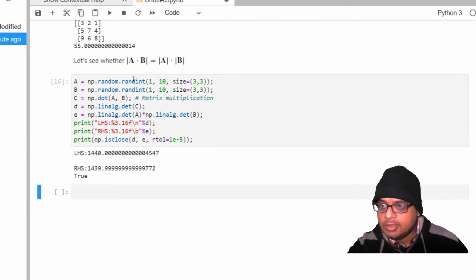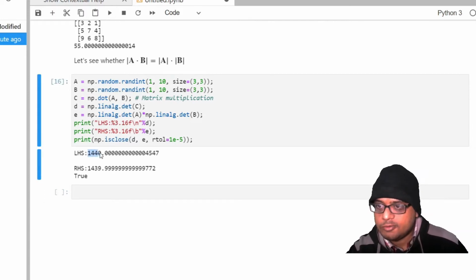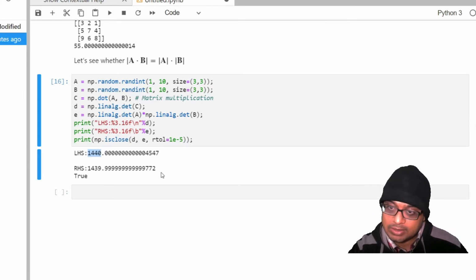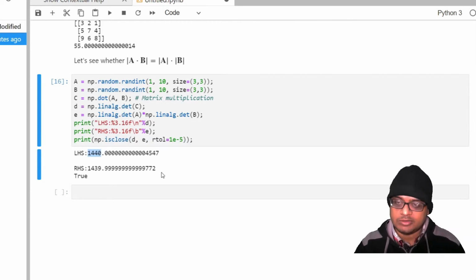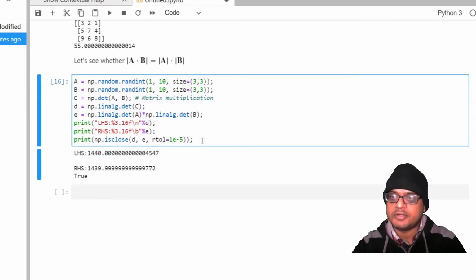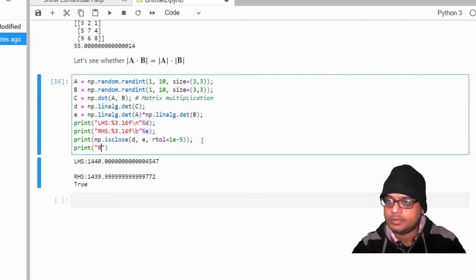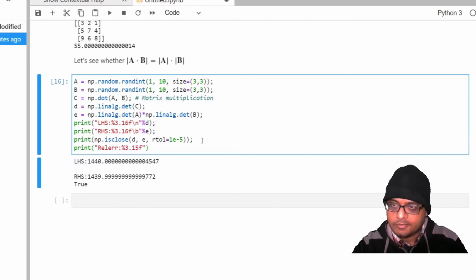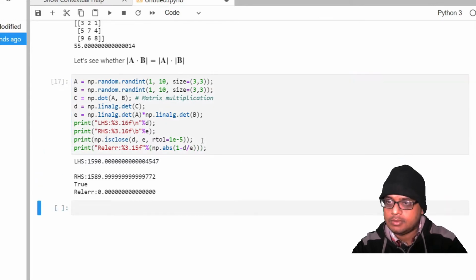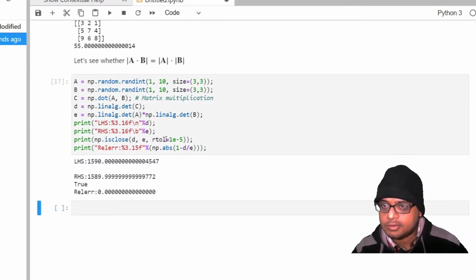Let me run it again. Okay, over here look at this, it is 1440.00000 whatever, and in this case it is 1439.999999, but the relative error between these two numbers is less than 10 to the power minus 5. In fact, let us print out what the relative error between them is. And the relative error will be np.abs(1 - D/E). So relative error is quite small.